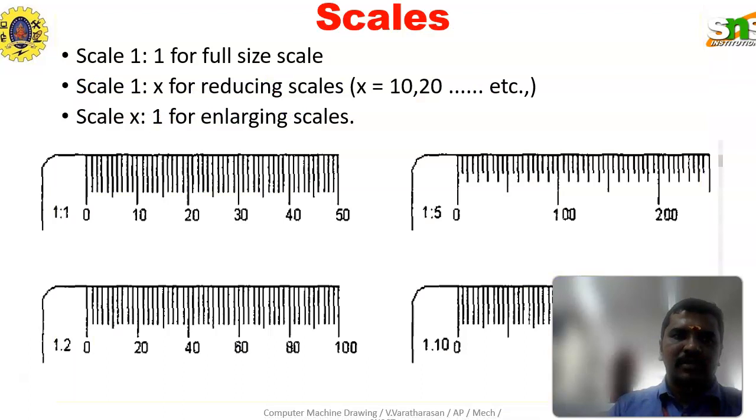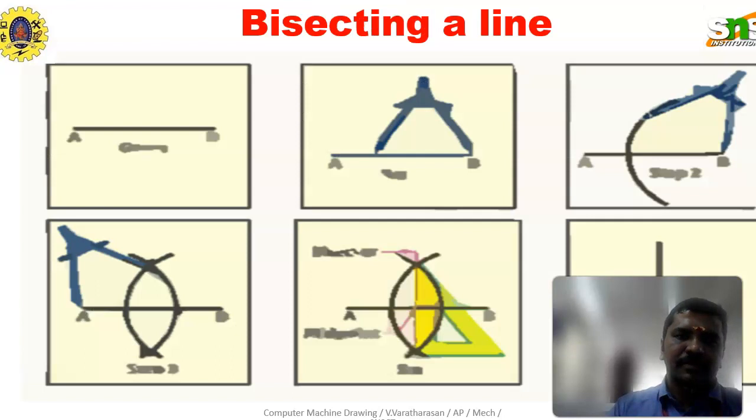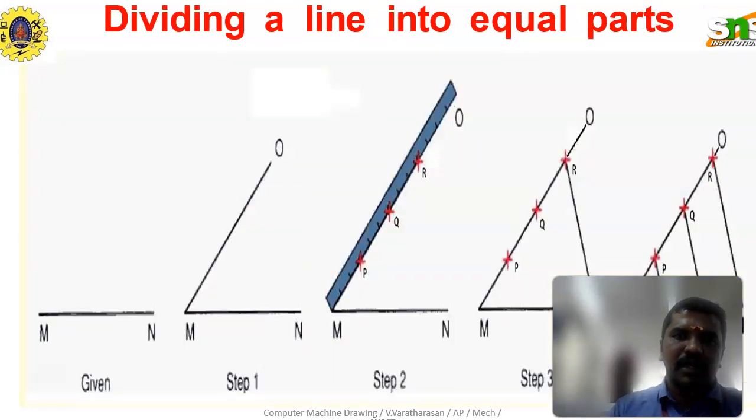Okay. So the scale is a very important thing. We already saw that the 1:1 ratio is full scale, 1:X is the reducing scale, and X:1 is the enlarging scale. Okay. So bisecting a line by using a divider and compass, and dividing a line into equal parts, are also represented in each and every step.